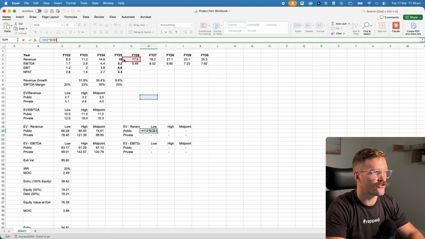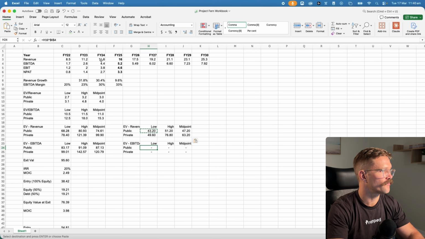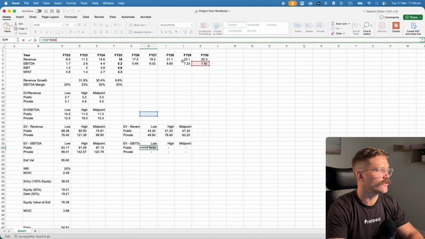We actually need the entry value at that point, and we want the low there. So let's just push that through. Same here again. So we've got the exit. Let's push that to the entry, and then we've got the low there as well.